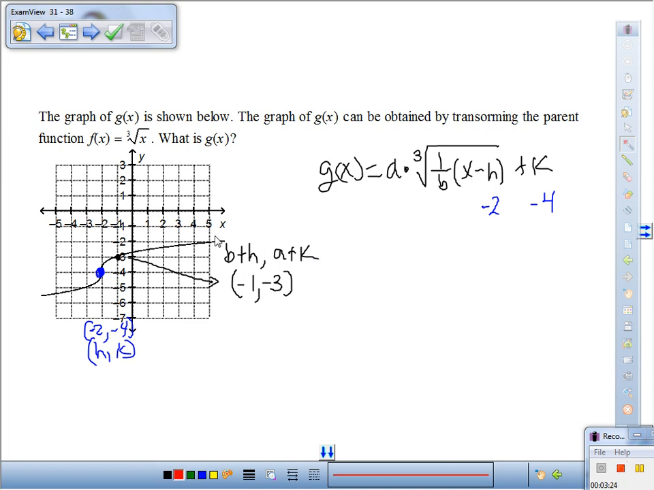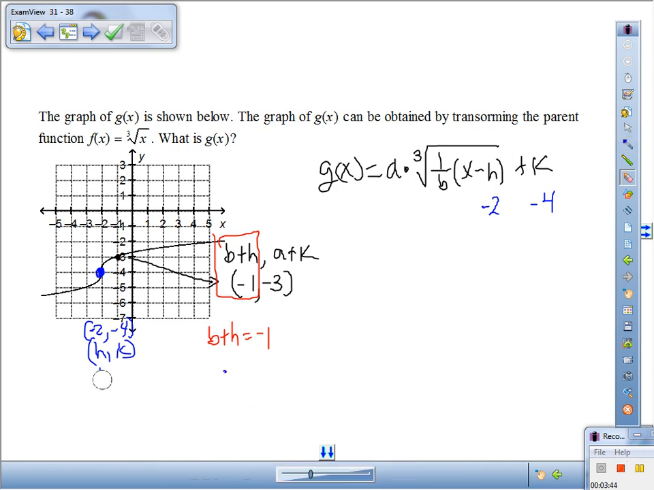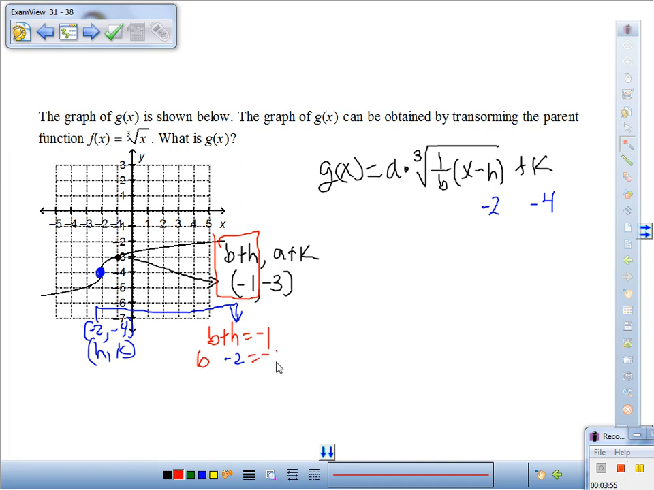So I'm going to figure out first B. That means I'm going to write B plus H equals negative 1. However, what is H, guys? Negative 2. So I substitute H in there. So this is negative 2. I bring everything else down. The B equals negative 1. And I'm going to solve for B. Plus 2, plus 2. B equals 1. And that goes right there.